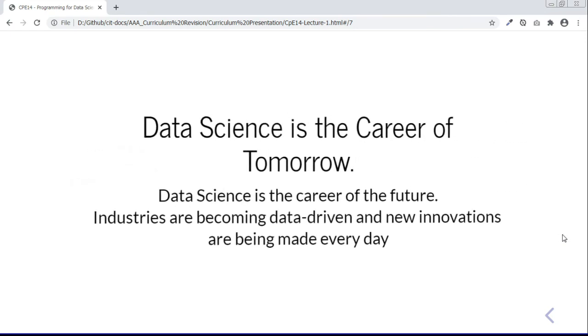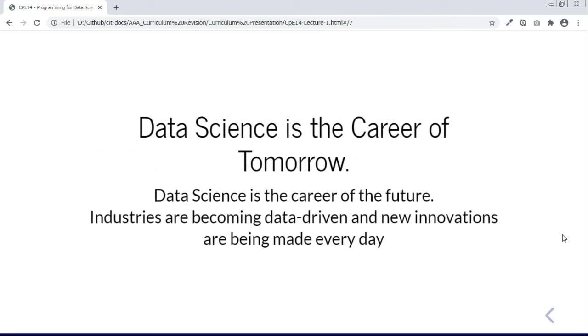Another reason to study data science is that it is the career of tomorrow. Data science is the career of the future, of course. Industries are becoming data-driven and new innovations are being made every day. In today's world, it has become a necessity to possess data literacy. We must learn how to crunch data to transform it into meaningful products. We must learn the techniques and understand the requirements to analyze and draw insights from the data. Data holds an untapped potential that must be realized in order to develop useful products.